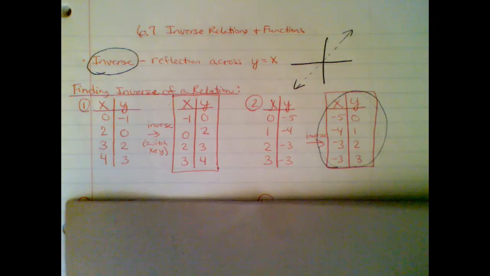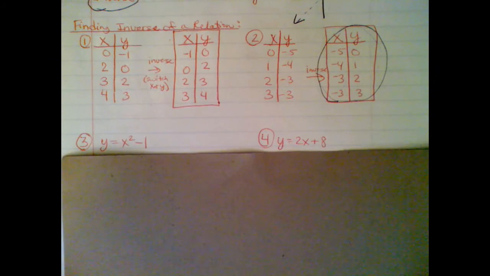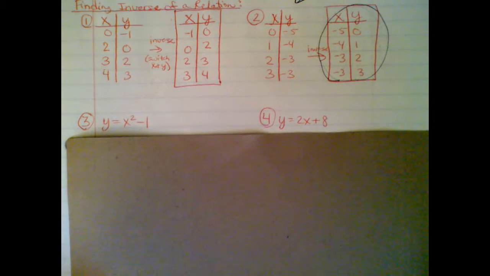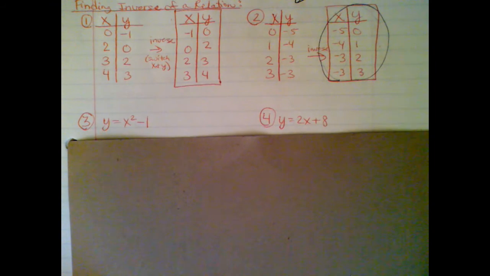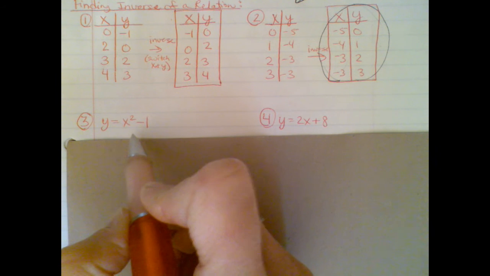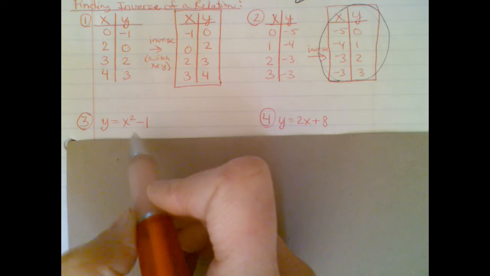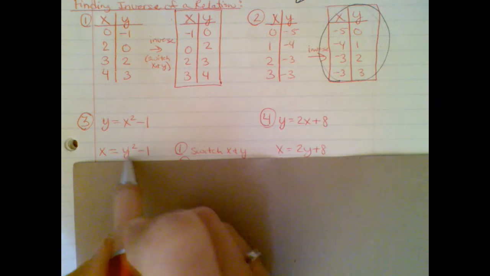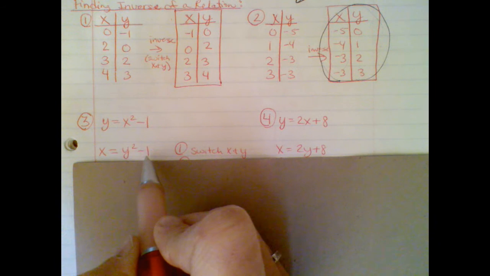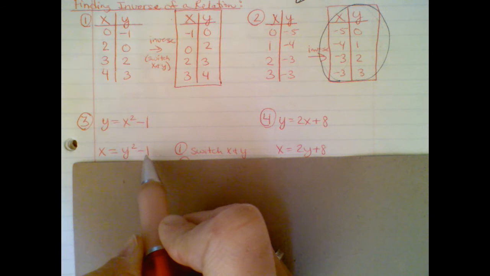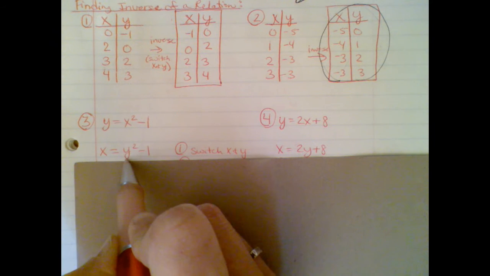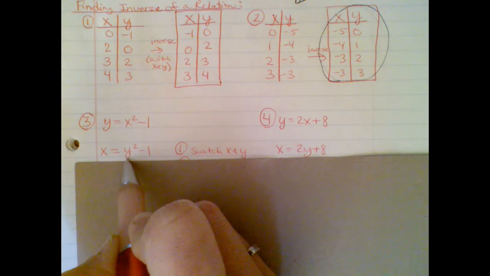Now let's take a look at if instead of giving us coordinates, they now give us an equation and they want us to find the inverse. So if they give us our equation, and we have y equals x squared minus 1, then we do the same idea. We're switching our x and our y. So now we would have x equals y squared minus 1. Notice we're not changing anything, we just switch the x and the y. And so then we have to get this new y by itself, though, is key.